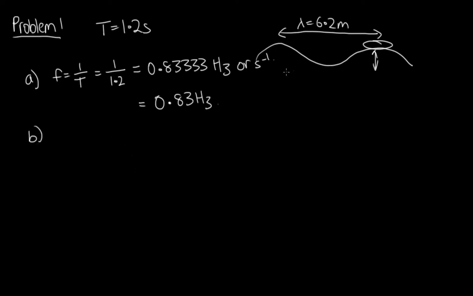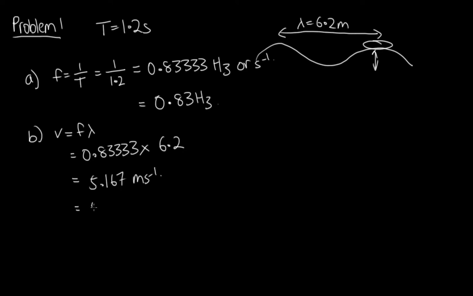Now, part B says, what is the speed of the wave? In order to answer this one, we're going to need to use our equation v is equal to f lambda, where f is the frequency and lambda is the wavelength. So we now got the frequency, so we've got 0.83333 times the wavelength, which is the 6.2 meters, and this gives us a speed of 5.167 meters per second, but we should just give our answer to two significant figures, so this is equal to 5.2 meters per second.